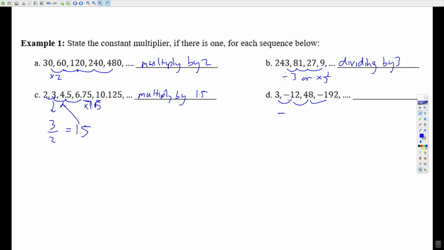So if you take 3 times a negative number, how do you get negative 12? That would be negative 4. And then if you do negative 12 times negative 4, you get a positive 48. And if you do 48 times negative 4, you go back to a negative. So you can have this cycle where it goes from positive to negative if you include a negative number here. So we're multiplying this one by negative 4. It is possible to have negatives too. And again, if you use the method from before, it'd be negative 12 divided by 3, and that would give you your negative 4.